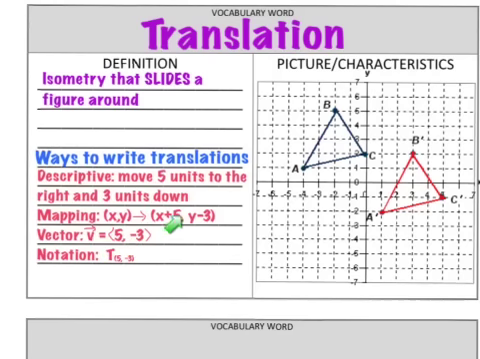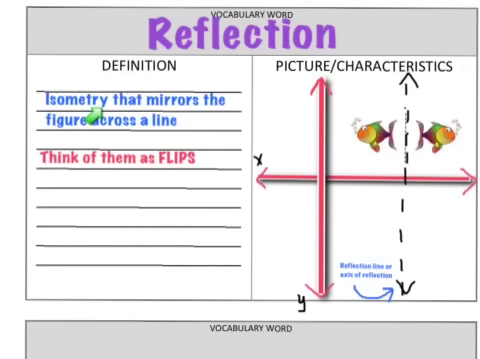Okay, next we have reflection. A reflection is an isometry. That means it keeps its size and shape. That mirrors the figure across a line. So just think of reflections as flips. You flip the image over.